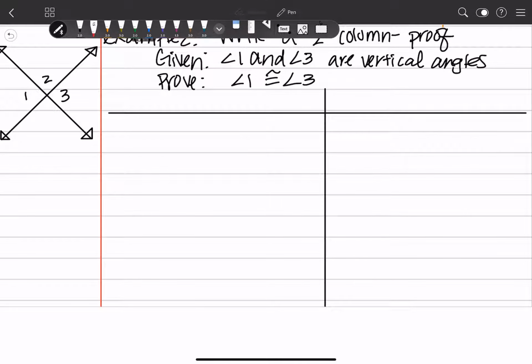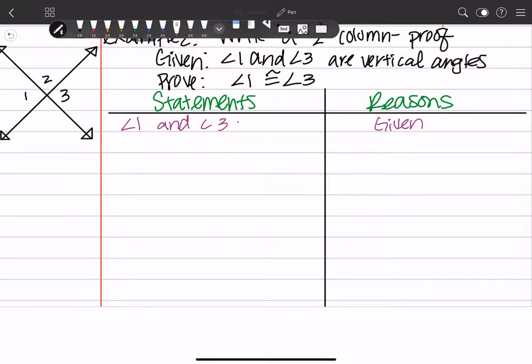All right, you've got your statements and your reasons. So your statements are, well, what's happening? What is your work? And your reasons is, why did we do that? Why were you allowed to do that? What did you use? Your first step for this is always going to be to write your given here. Whatever your given is, that's what you're going to start with. And if you have multiple, you'll write them all down.